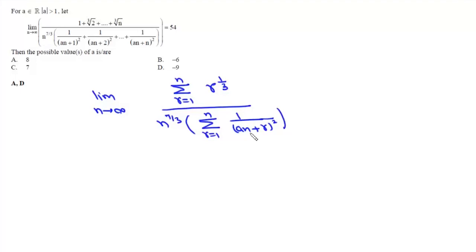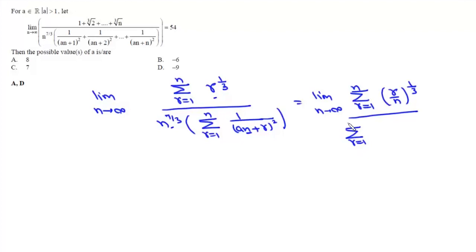Now here we'll take n square common, so we can write this as the limit as n tends to infinity. Now n square will cancel with n square, we'll get n to the power 1 by 3, and we'll take n to the power 1 by 3 with r to the power 1 by 3. So we can write this as the summation, r varies from 1 to n, of (r by n) to the power 1 by 3, and here will be the summation, r varies from 1 to n, that is 1 upon (a plus r by n) whole square.